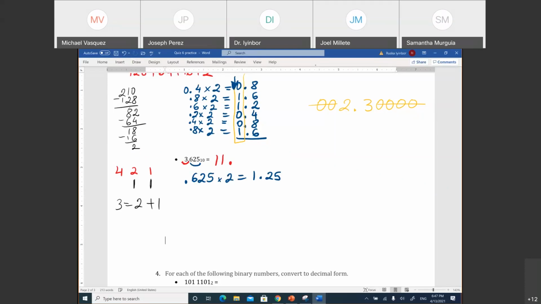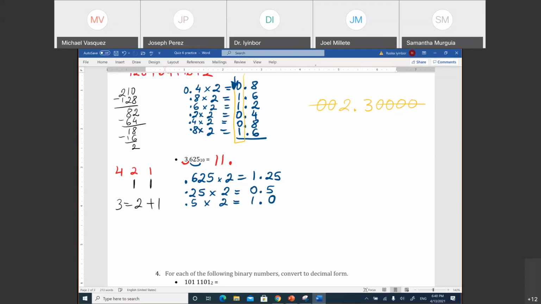And I'm going to get the decimal part, which is 0.25. And I'm going to multiply by 2. So what is that? Times 2 is 0.5, right? Then I'm going to get the 0.5. And I'm going to multiply it by 2. And that's going to give me 1.0.